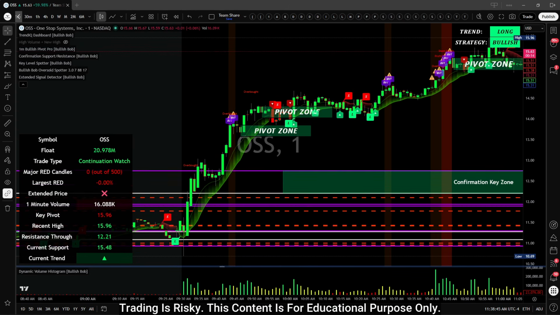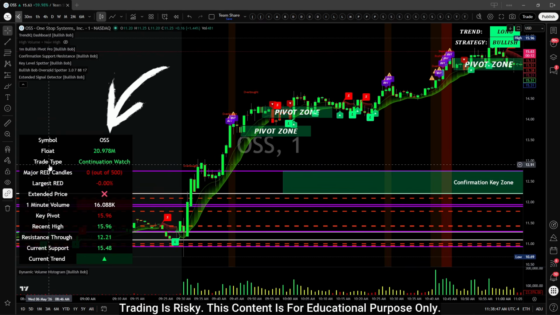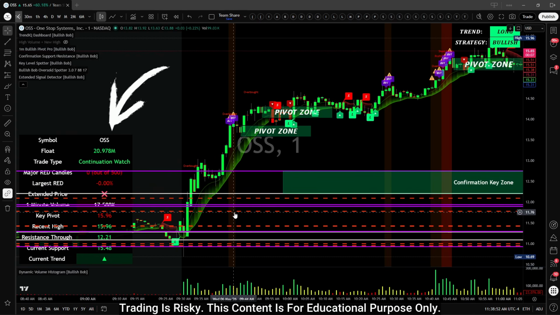So that's number one. Number two, on our Trend IQ indicator, this trade type is listed as a continuation watch. Well, I like that, guys. That's my favorite type of setup.